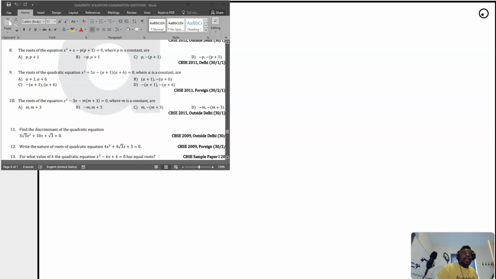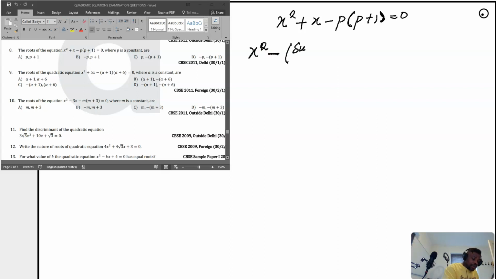The roots of the equation x squared plus x minus p bracket p plus 1 is equal to 0, where p is a constant, are. So in this case, we want to get the root of this equation, x squared plus x minus p bracket p plus 1 is equal to 0. So we are interested in getting the roots. But remember that we can use the roots to construct the quadratic equation back. So, that is what I'm going to use. So remember that in constructing a quadratic equation using its roots, we use this formula.